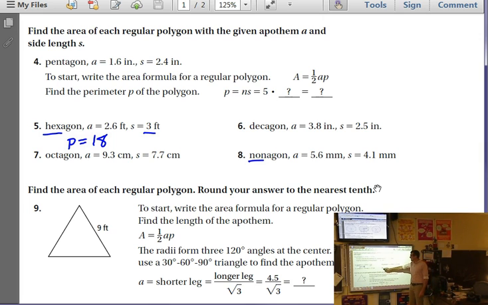Same thing here with a nonagon, that's 9 sides with a length of 4.1. So we would get 36.9 as the perimeter. And again, apothem times perimeter divided by 2. Any questions on that section? Any problems you'd like to see?